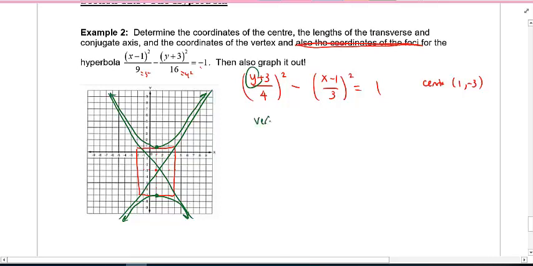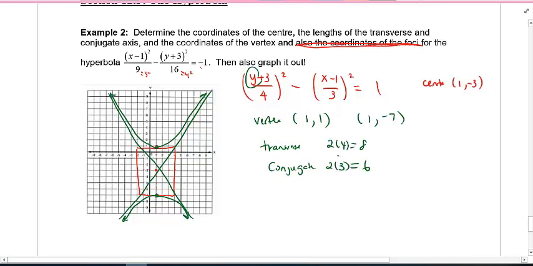Coordinates of the vertex then we know must be what? 1, comma, how do I go up? 1. And then 1, -7. The transverse axis, that's the one that touches the vertex, has a length of, it's the vertical, so 2 times 4, which is 8. The conjugate axis then has a length of the other one, so 2 times 3, which is 6. And anything else I need? Probably the equation of the asymptotes. I'll do it for you anyways.